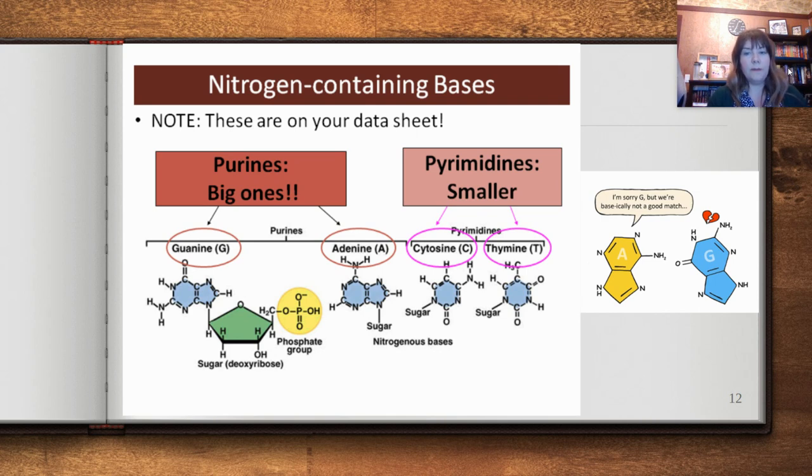the guanine and adenine. Cytosine and thymine are smaller in structure, as you can kind of see there. And so the big one pairs with a small one. All right, so that's kind of the idea there.